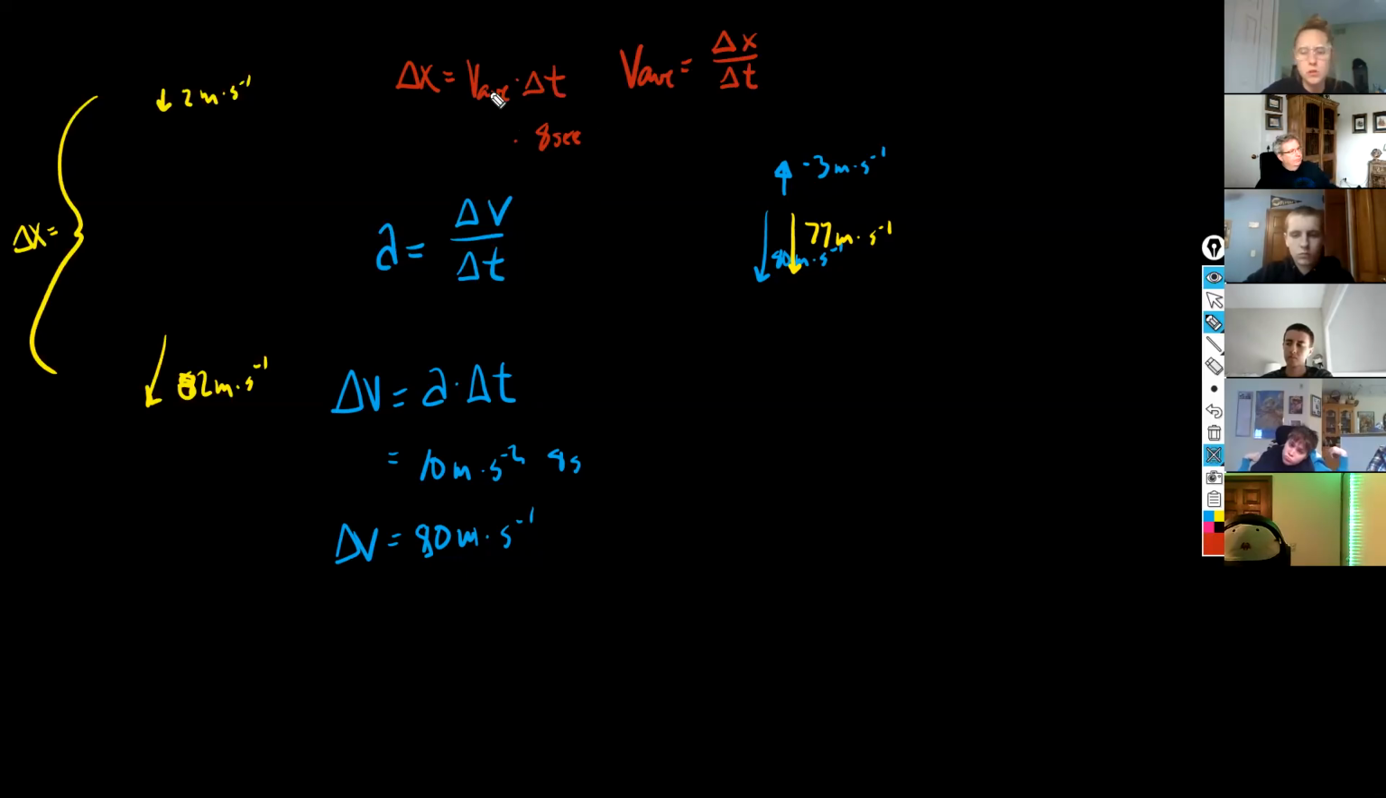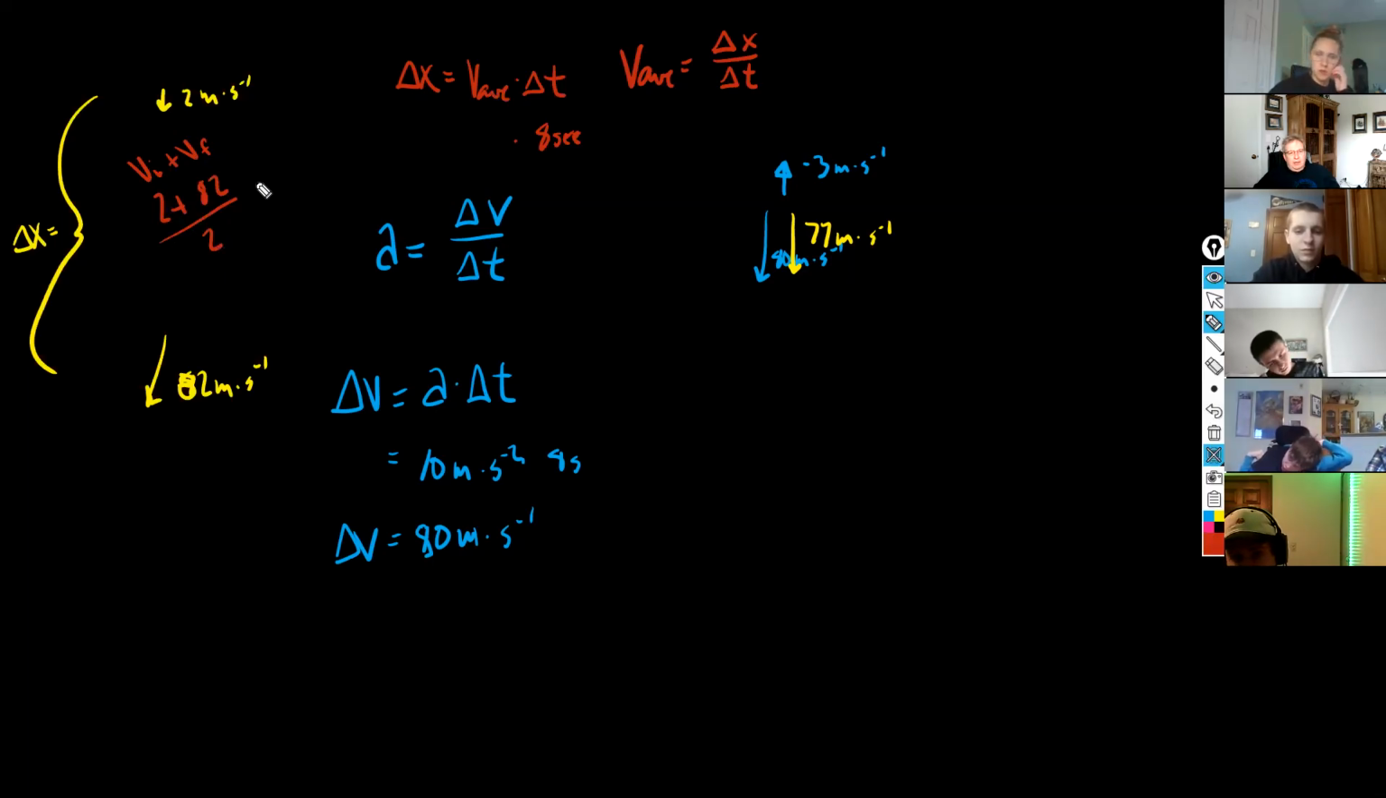Is it 42? How did you get 42? I added our start of 2 meters per second plus 82 meters per second and then divided that by 2. So you took the initial velocity plus the final divided by 2. Why can you divide it by 2? That's a good test question. Why can I do this?